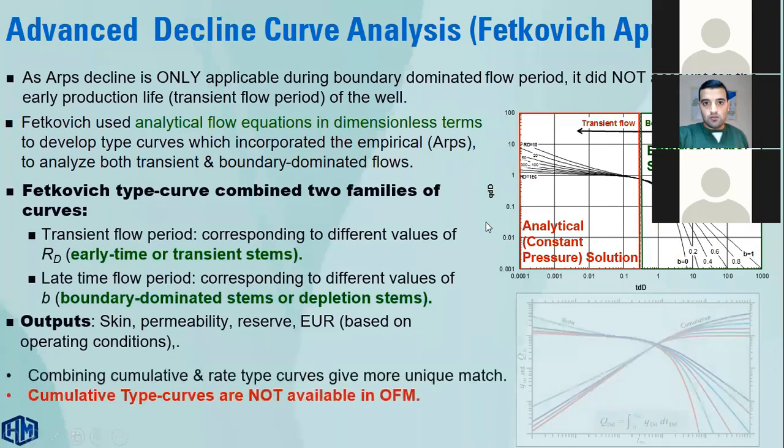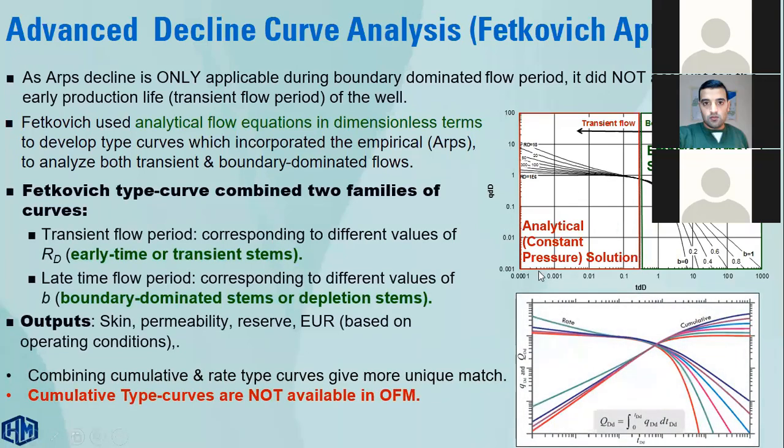As you can see from this type curve, we have two families of curves. The first one is the analytical, or Fetkovich constant pressure solution. This family of curves is dependent on rD, the dimensionless wellbore radius, or dimensionless drainage radius, for the early time or transient stem. The second group is for the boundary dominated flow: the empirical or Arps solution, dependent on the value of b, or hyperbolic exponent, as you can see from 0 to 1.